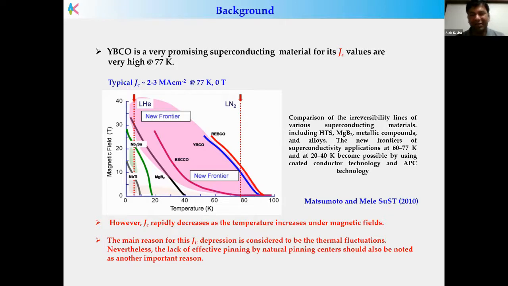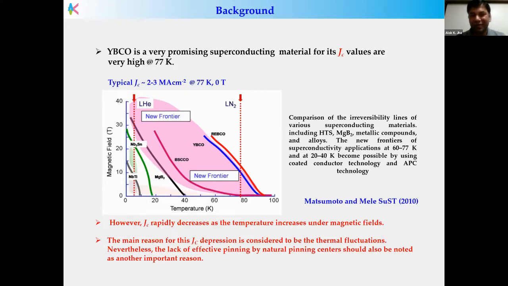The problem in superconducting films of YBCO or REBCO is that JC is high at zero magnetic field, but once we apply some magnetic field, it decreases rapidly. The main reason for JC depression is that at higher temperatures there are a lot of fluctuations, and also the flux lines or vortices tend to move due to the Lorentz force. So these vortices need to be pinned by some sort of pinning centers.